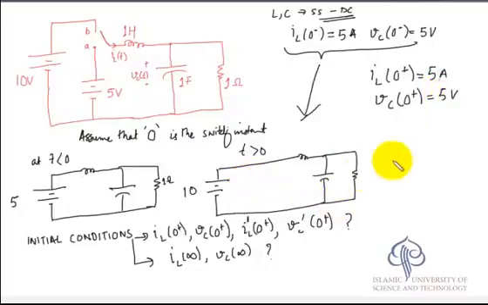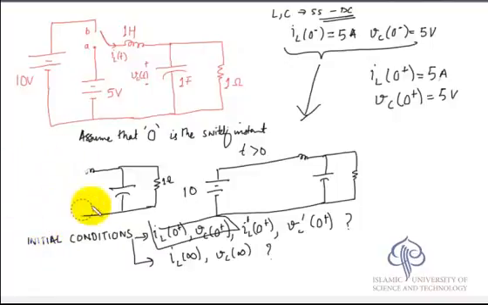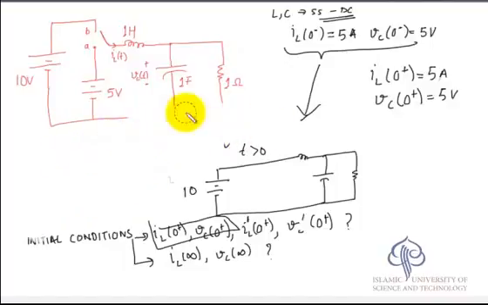Now we have found two of the quantities that we are interested in. Now let us come to finding the derivatives of the current and voltages. So I'll wrap this circuit because we are not interested in this any longer. We have taken out all the information that we wanted. So let me wrap this also.